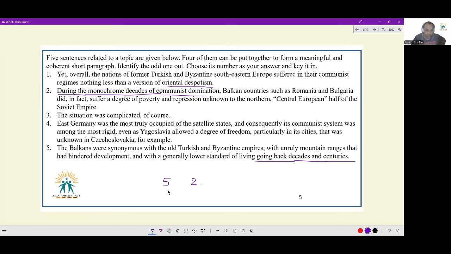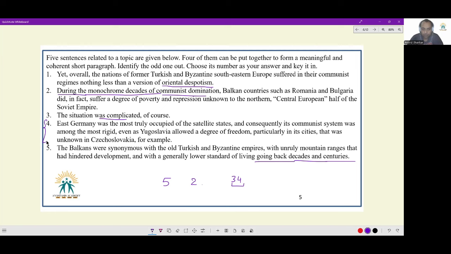5 and 2, I can see linked. Okay. 3 and 4 also I can see linked. 3 says the situation was complicated, of course. And East Germany was the truly most occupied, as in, why was it complicated? The description of why and how it was complicated comes through in statement 4. East Germany was most truly occupied of the satellite states, and consequently, its communist system was among the most rigid. Even as Yugoslavia allowed a degree of freedom, particularly in its cities, that was unknown in Czechoslovakia, for example.